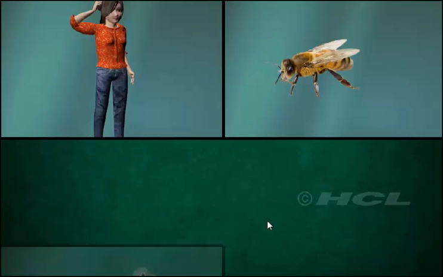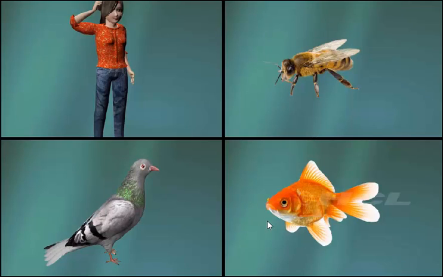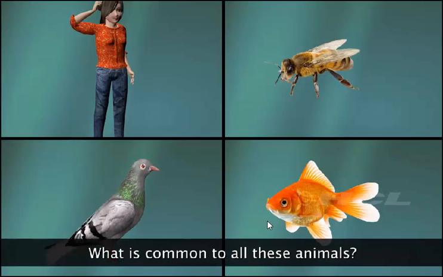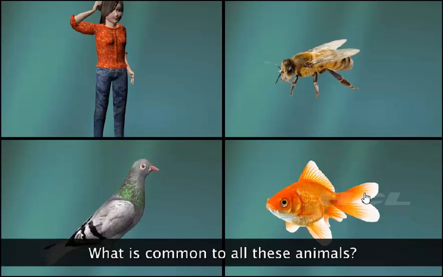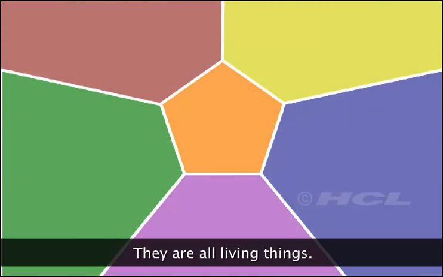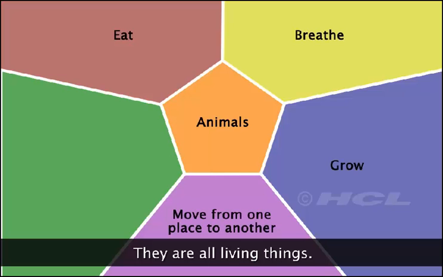Here are the images of a few members of the animal world. What is common to all these animals? They are all living things. They eat, breathe, grow, move from one place to another, and multiply.